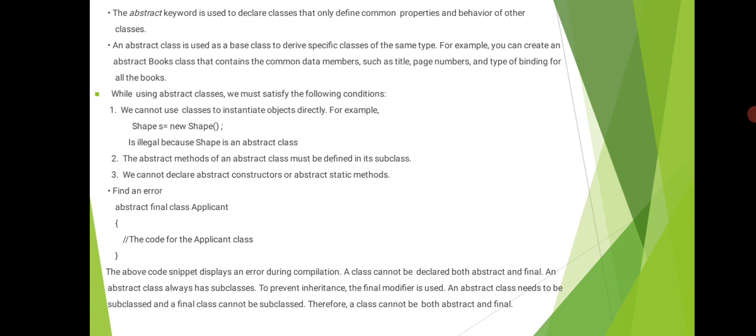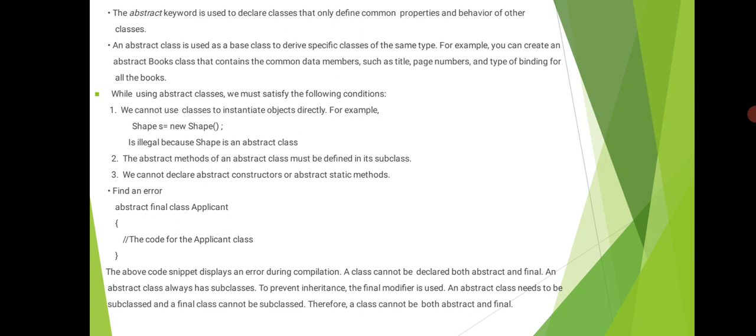Through the abstract keyword, we can create abstract methods and abstract classes. An abstract method should be defined in the subclass. Abstract classes should be inherited by the subclass; that is how it works. When you create an abstract class, whatever methods you declare in that class, they become abstract methods. They should be overridden, inherited and defined in the subclass.